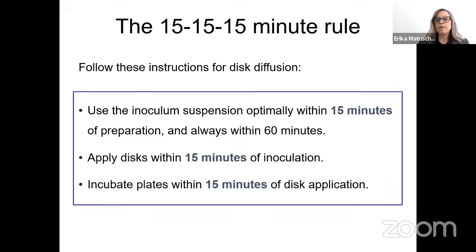The reason for having this recommendation is that the antibiotic will diffuse as soon as the disc is put on the agar surface. The bacteria will start to grow, but many of them will not grow so well at lower temperatures, the room temperature, as opposed to the recommended incubation temperature. We want that to happen at the same time. We want the antibiotic to diffuse and the bacteria to start to grow at the same time, and we know that delays between those two could result in different zone sizes.